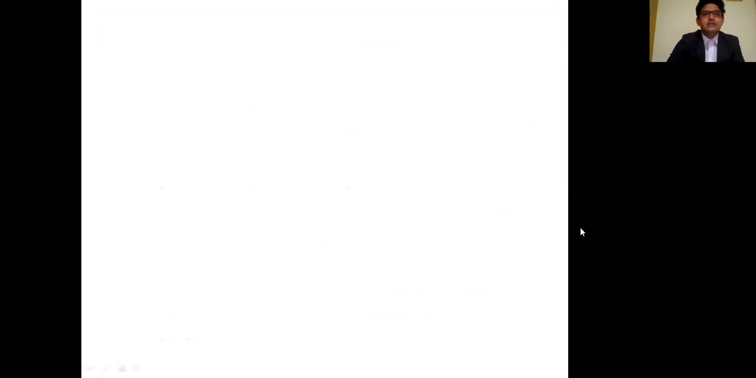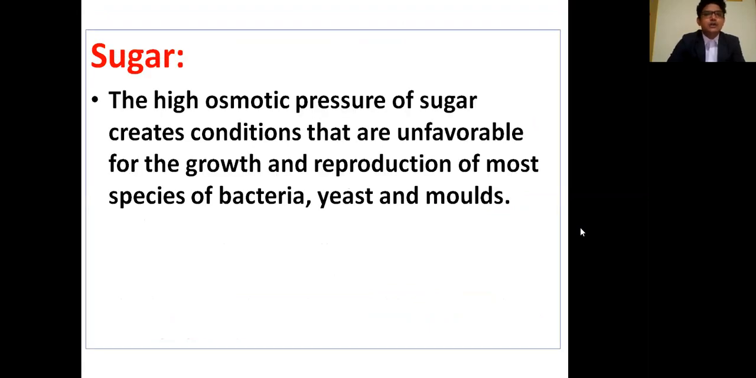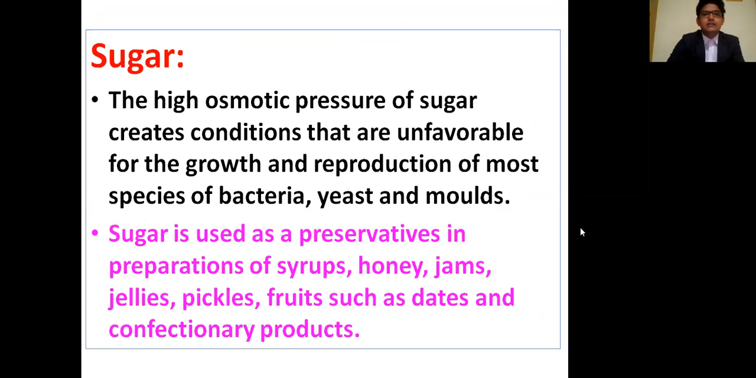The second preservative is sugar. The high osmotic pressure of sugar creates conditions that are unfavorable for the growth and reproduction of most species of bacteria, yeast, and molds. Sugar is used as a preservative in preparation of syrup, honey, jam, jellies, pickle, fruits such as dates, and confectionery products.